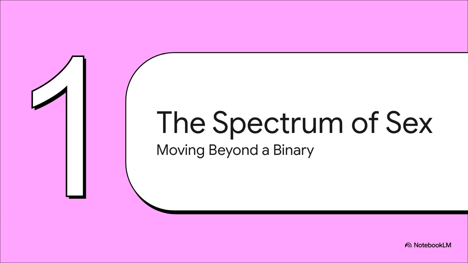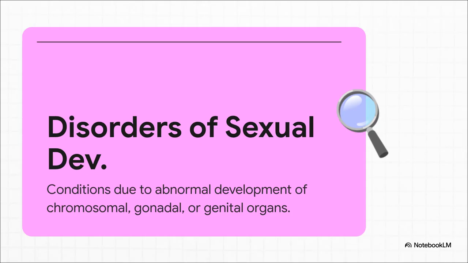All right, first up, the spectrum of sex. Because really, before we can even begin to understand the variations, we've got to move past that simple male-female binary idea that most of us were taught in school. The clinical term we're going to be using throughout this is DSD, which stands for Disorders of Sexual Development. Now, this is really just an umbrella term that medicine uses to describe a group of conditions where the development of chromosomes or gonads or anatomy follows a path that's considered atypical.